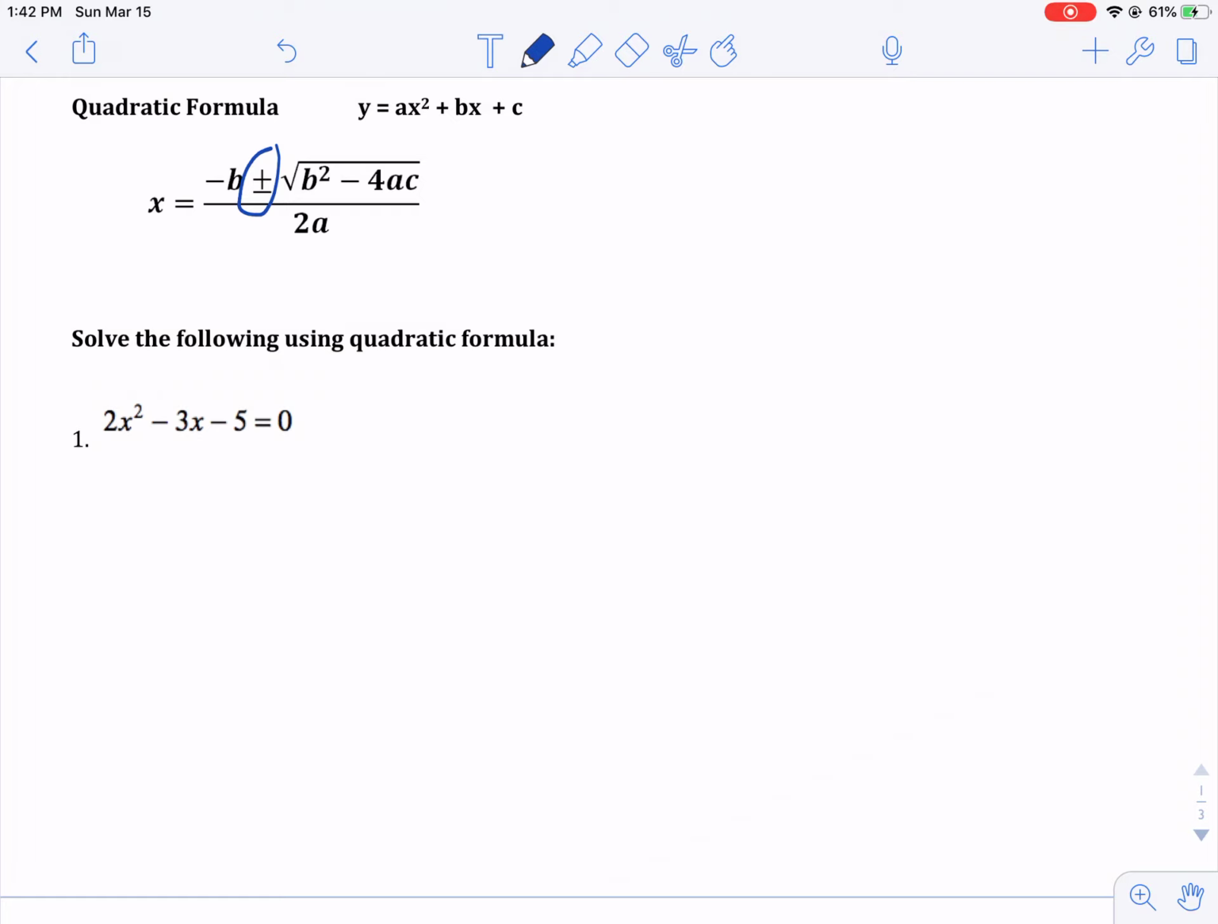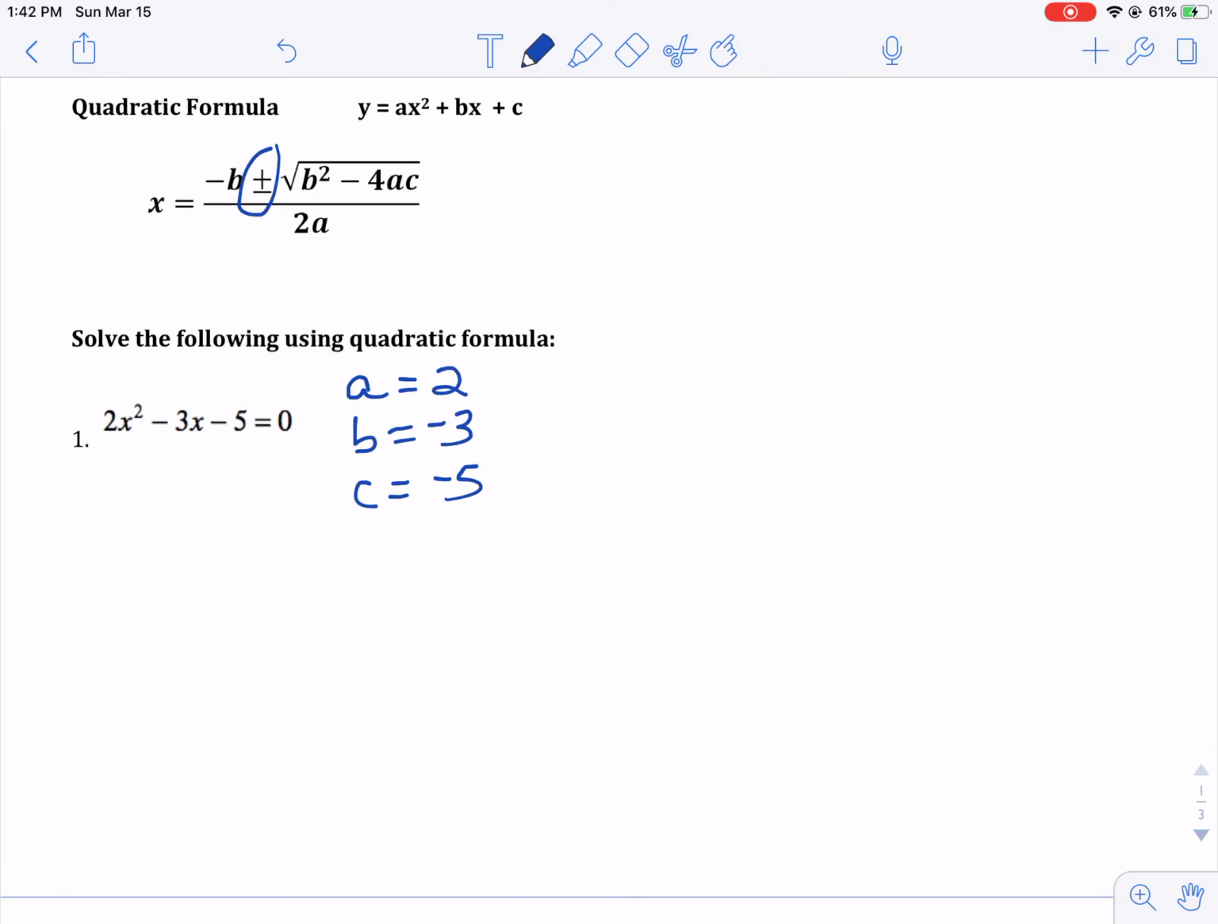Solve using the quadratic formula. First thing I like to do is write down what my a, b, and c are. First of all, the equation does have to be set equal to 0 for you to do quadratic formula, unlike completing the square. So this equation is set equal to 0, so I am ready to start. A is touching the x squared, so that's 2. B touches the x, so that's negative 3. C is the constant, so that's negative 5.